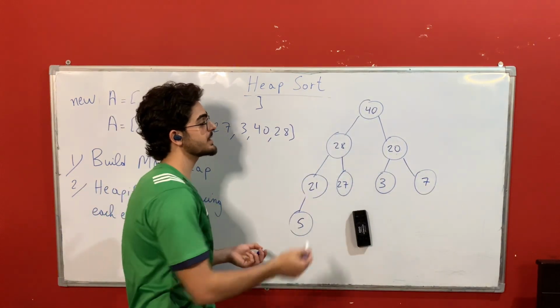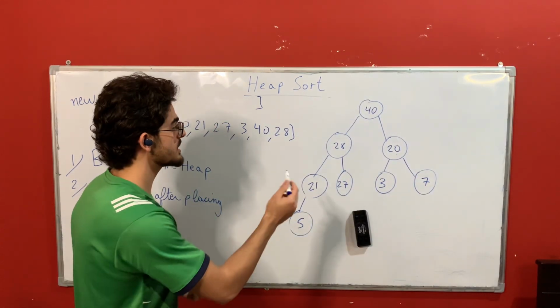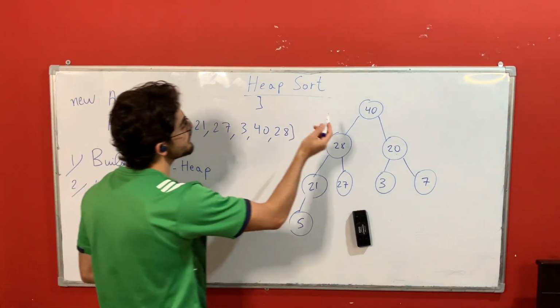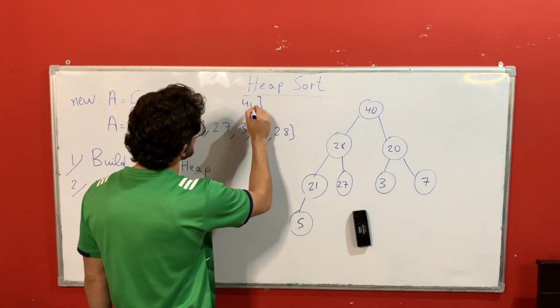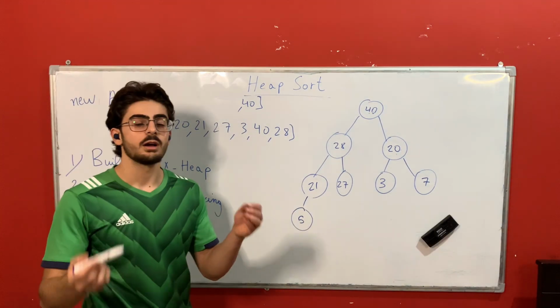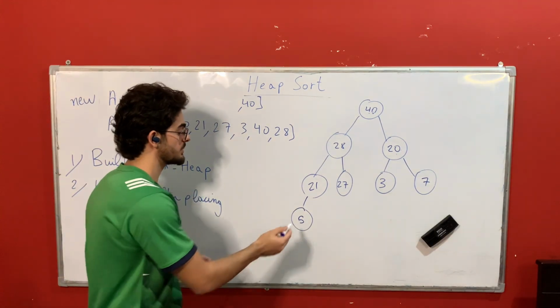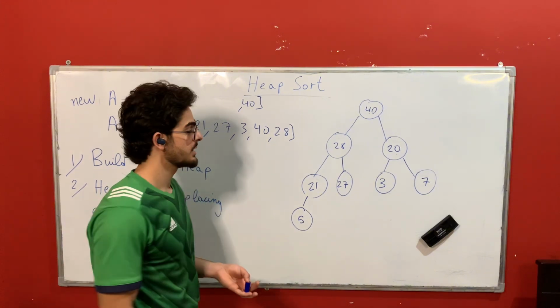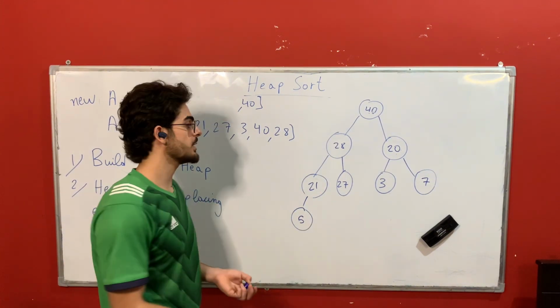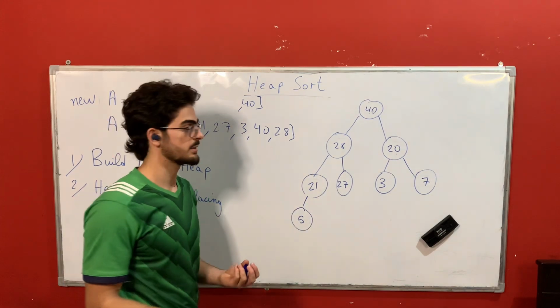Now 40 is the greatest element of the heap after using this process to build a max heap. So we pop 40, place it at the end of the array, and reheapify again to find the next element. How do we do that? We first place 40 at the last element, exclude 40, 5 now becomes the new root, and reheapify to find the new greatest element.